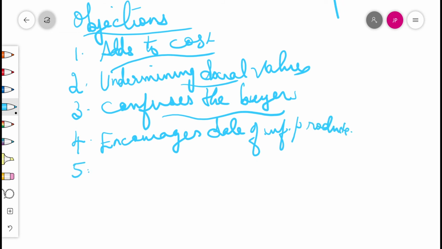Fifthly, some advertisements are in bad taste. Another objection against advertising is that some of the advertisements are in bad taste. The message or the picture shown in an advertisement may not get approved by all the people.